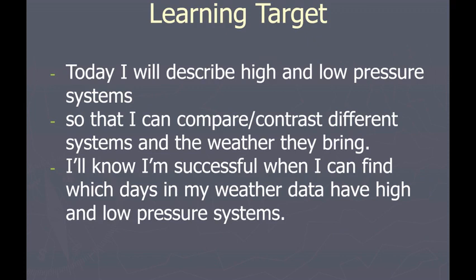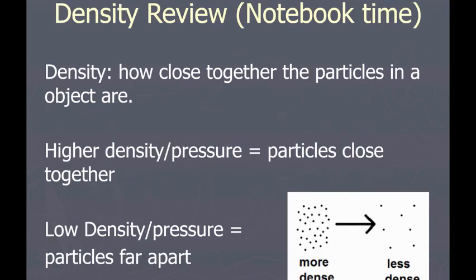And I know I'm successful when I can find which days in my weather data have high and low pressure systems. So, looking at things like humidity, pressure, and the certain weather we have, you'll be able to mark out which days on your weather data you predict or infer have a high or low pressure system. So let's go ahead and get started just talking about pressure here.